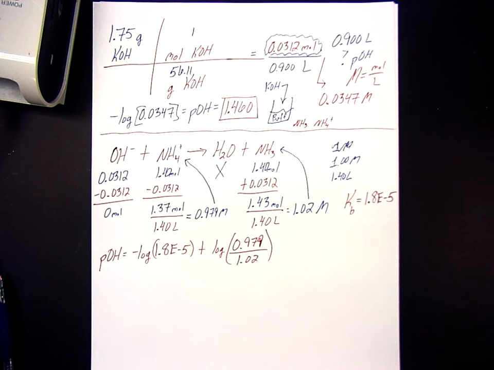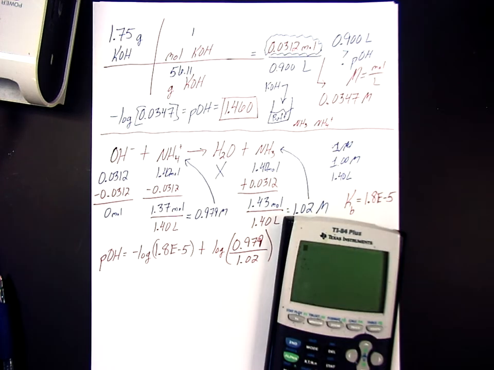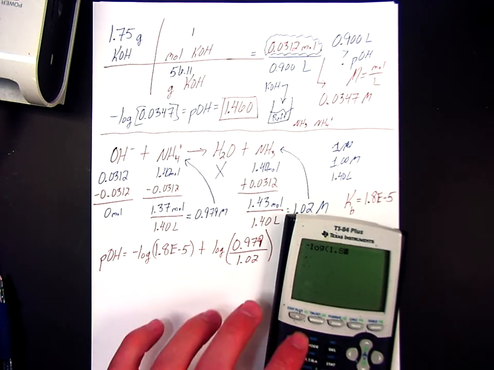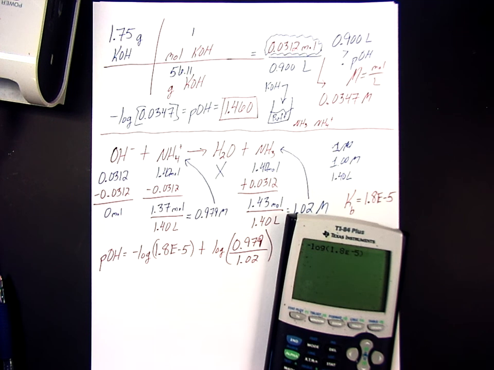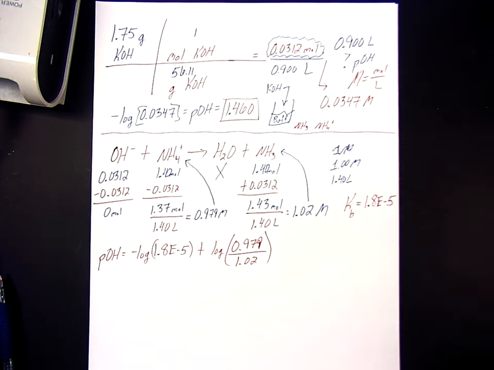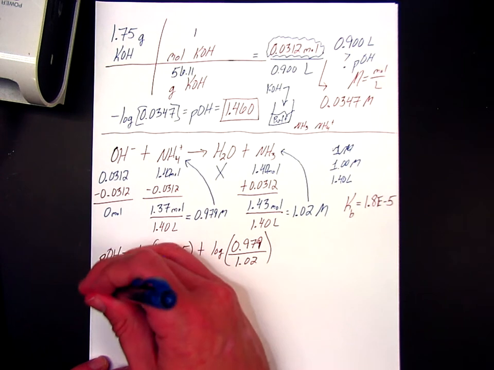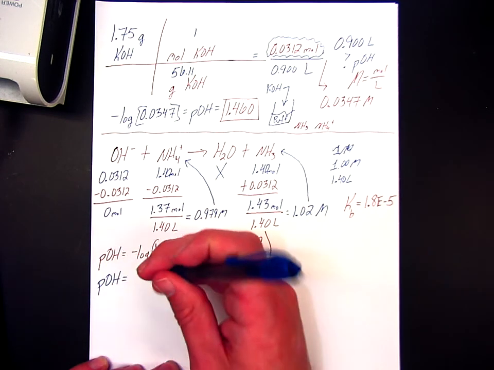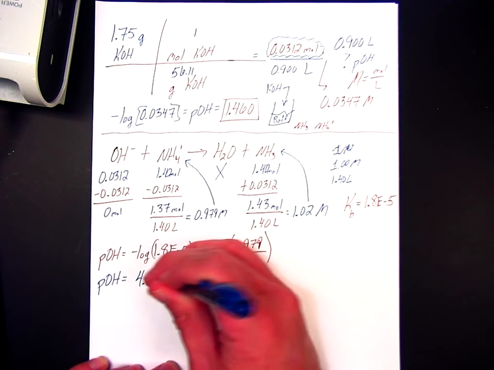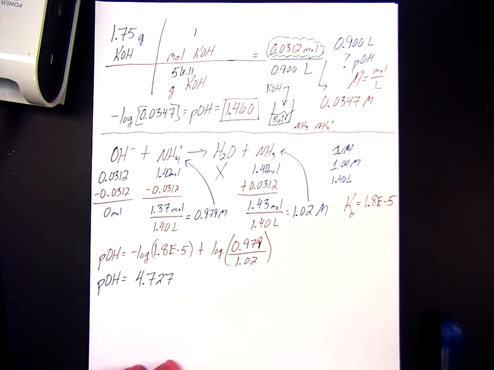All right. So we can go ahead and run that. We'll go negative log of 1.8 E negative 5 plus the log of 0.979 over 1.02, and I get a value of 4.727. There he is.